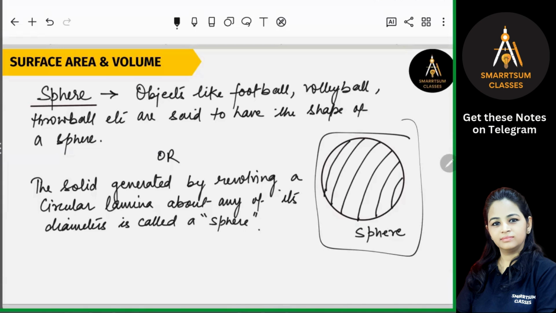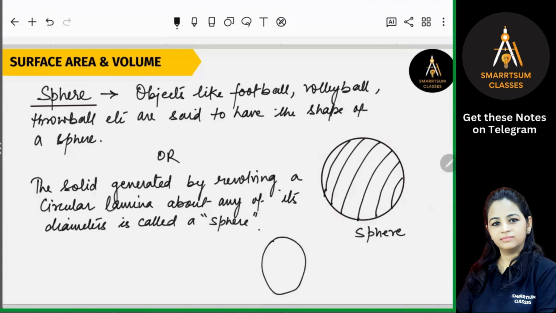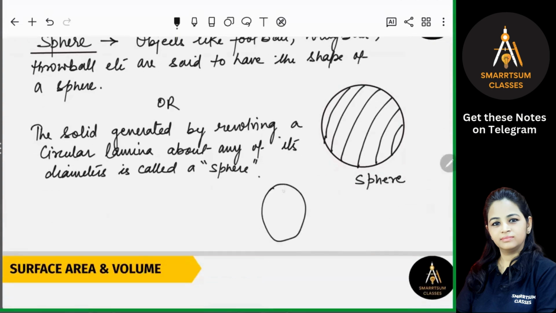Or in geometry, you can say that the solid generated by revolving a circular lamina about any of its diameters is a sphere. So how will you get the shape? Suppose you have a circular lamina, and this is suppose the diameter.